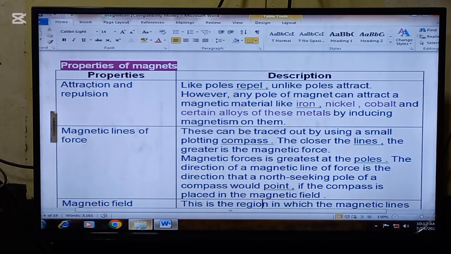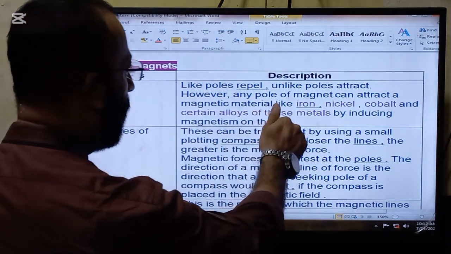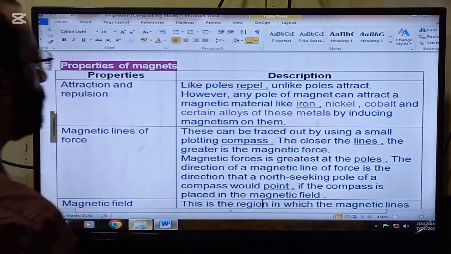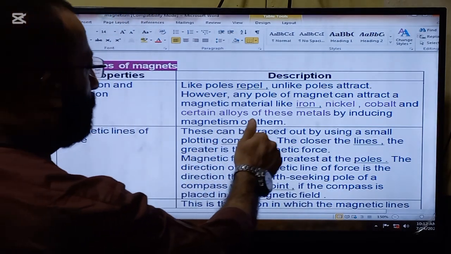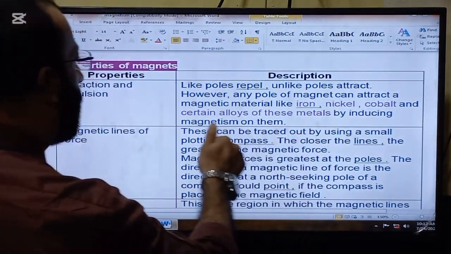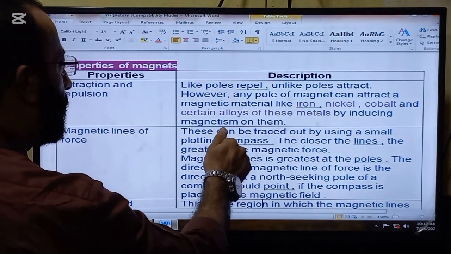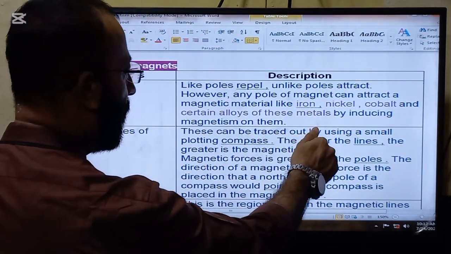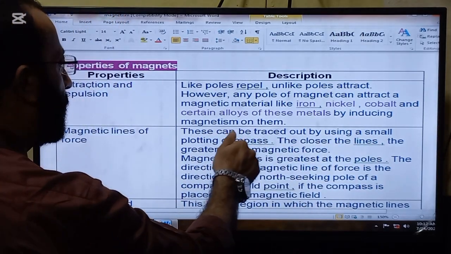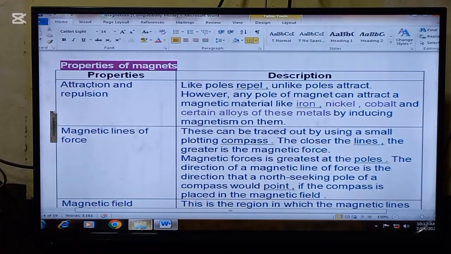The first property that we are going to read of the magnets is attraction and repulsion. And here is the description. Like poles repel, unlike poles attract. However, any pole of the magnet can attract a magnetic material like iron, nickel, cobalt, and certain alloys of these metals by inducing magnetism on them.